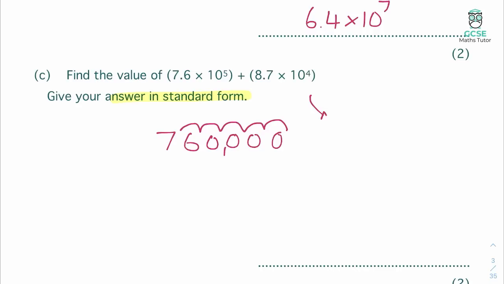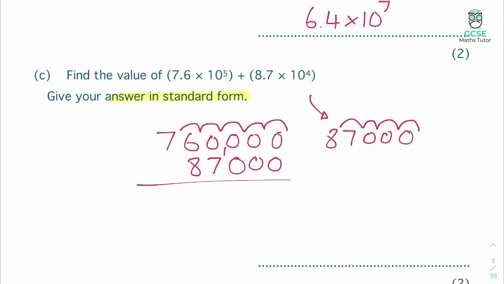For the 8.7, that would be 8 and 7, 1, 2, 3, 4, so we'd have 3 zeros after that. Now we want to line them up using normal column addition, so I'm going to start from the end number. I'll put the 0, 0, 0, 7 and 8.